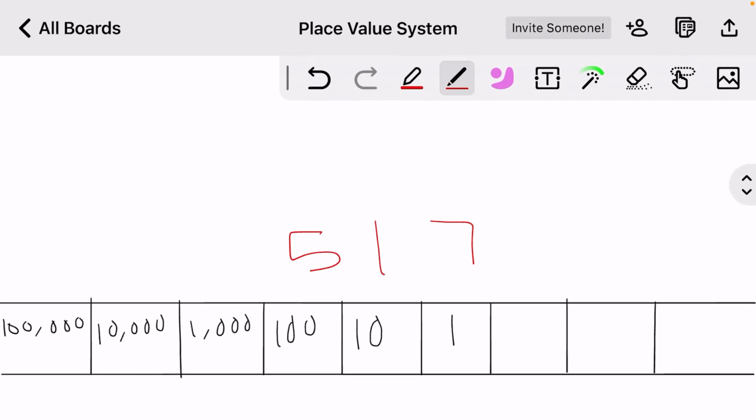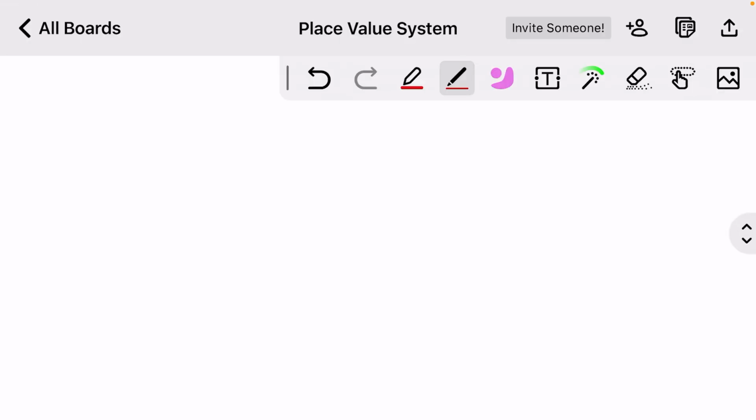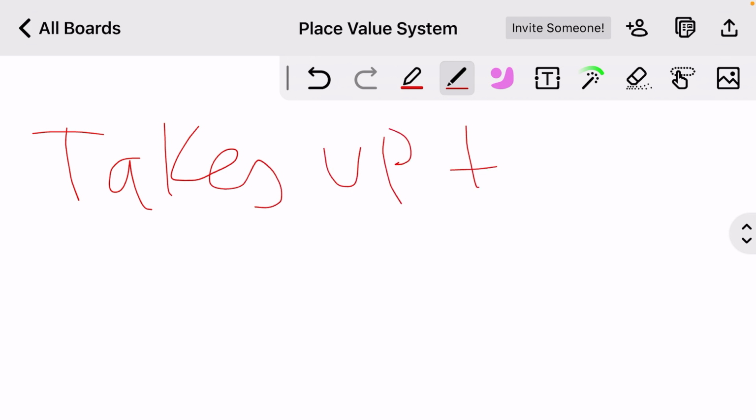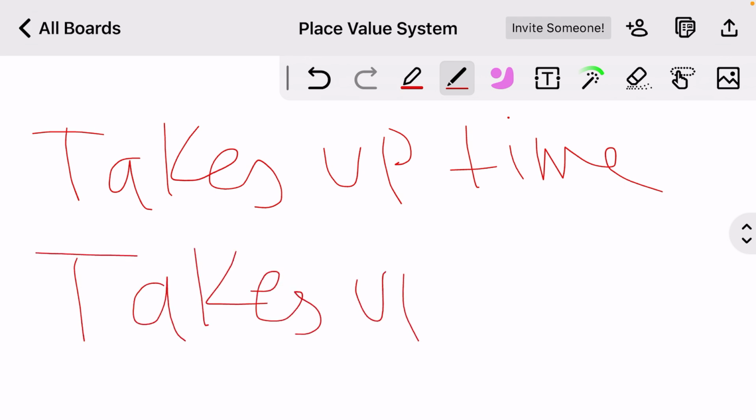So again, in 2025, we do not use tally marks and symbols anymore to represent really large numbers, because using tally marks and writing pictures takes up a lot of time and takes up a lot of space. It's really inefficient.